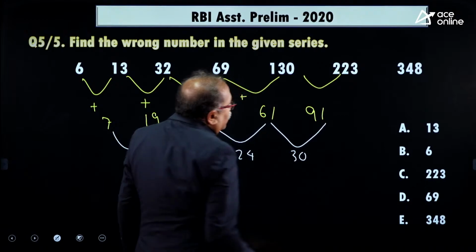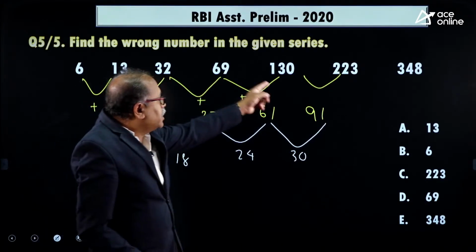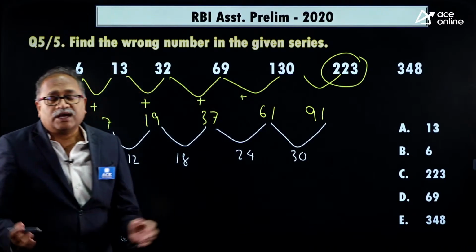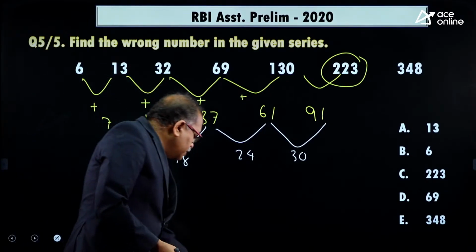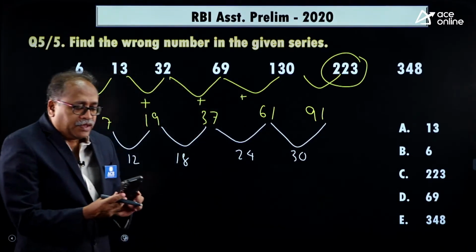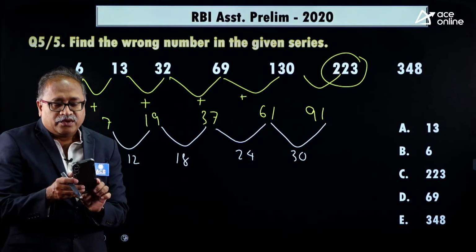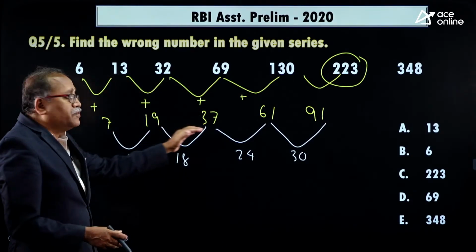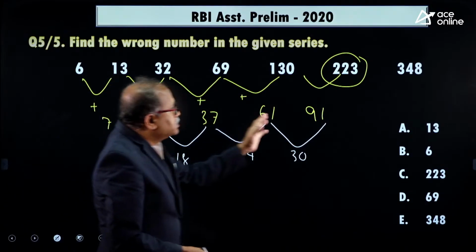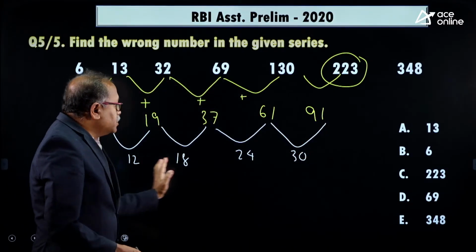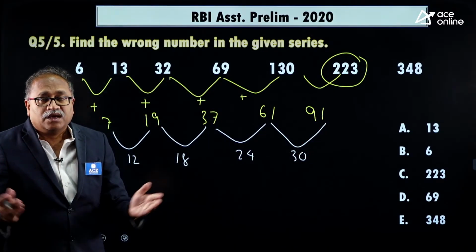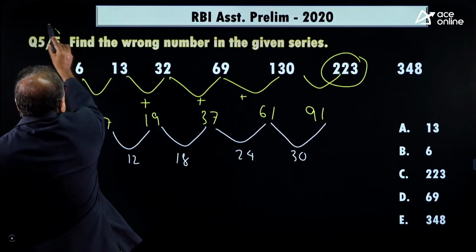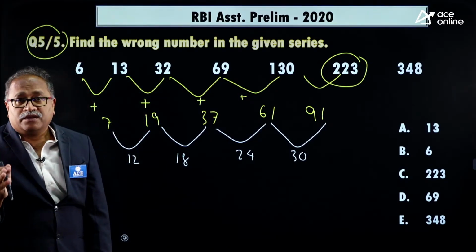91. So I notice that if I add 91 to this number, I am not getting 223. So that's a wrong number. Mr. Pawan is there on the board. So did you understand? I took the difference, and after a certain time, I stopped and tried to find out the difference of difference. I got the logic. With this, 5 out of 5 questions about the number series are over.